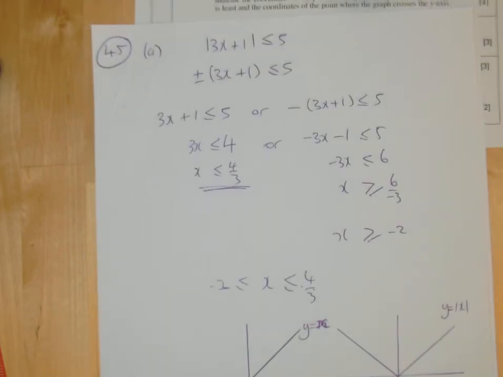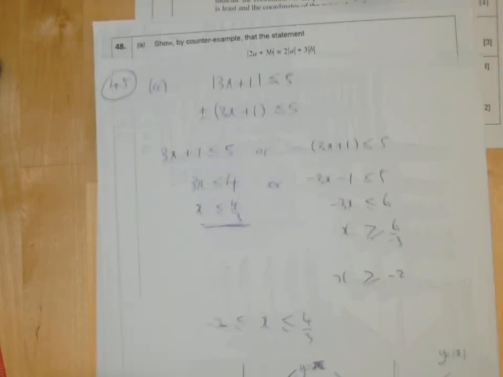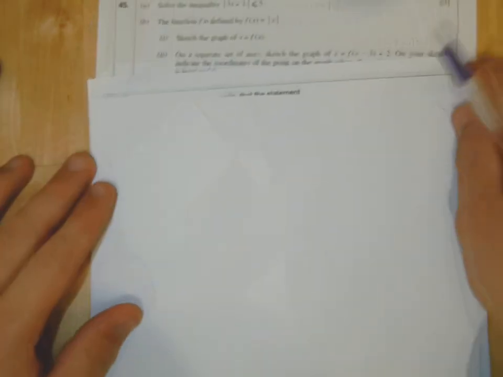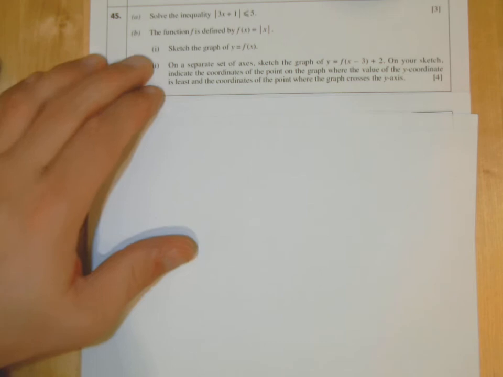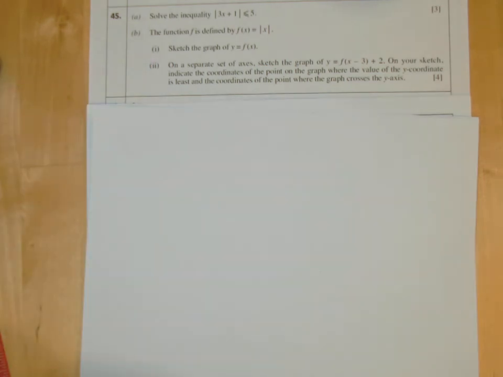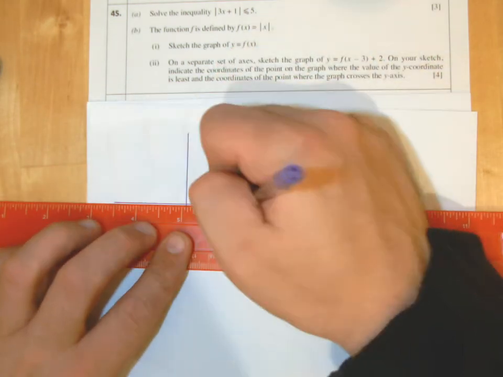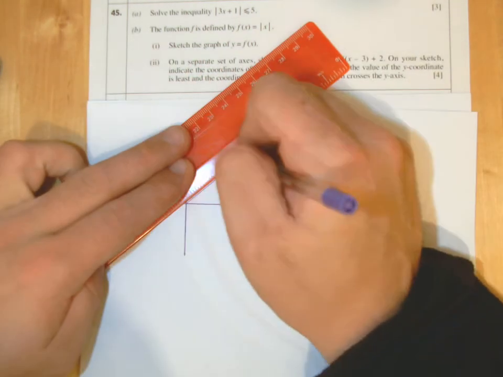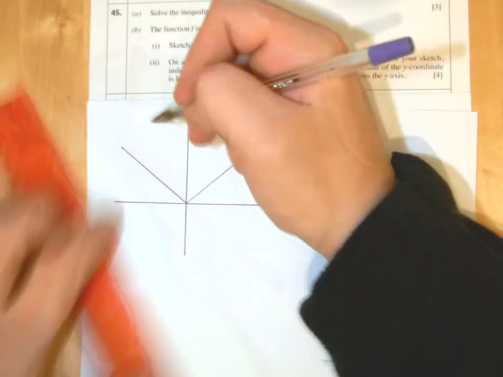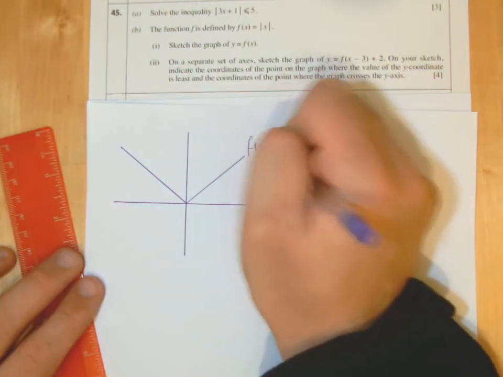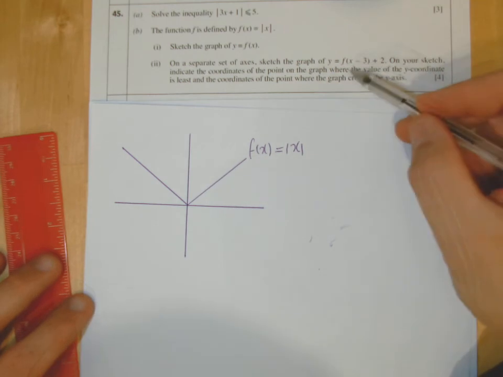Then it says, on separate axes, sketch the graph of y equals f of x minus 3 plus 2. On your sketch, indicate the coordinates of the point where the value of the y coordinate is least and the coordinates of the point where the graph crosses the y-axis. So we've got to essentially transform this graph which we've just drawn. I'm going to draw it again here. This is my f of x is mod x, so we've got to transform it using this transformation.